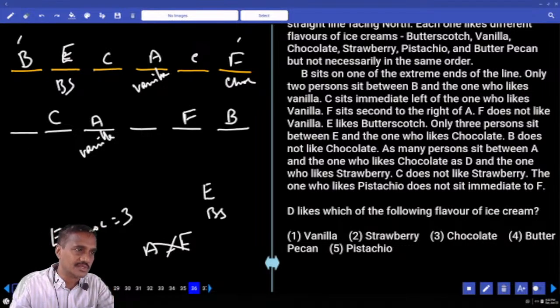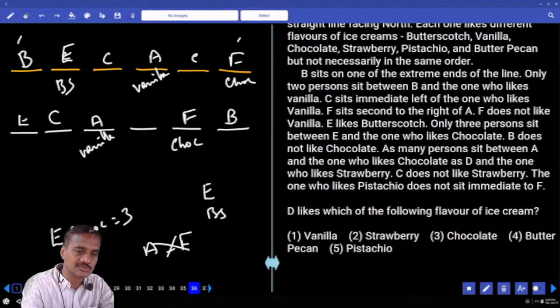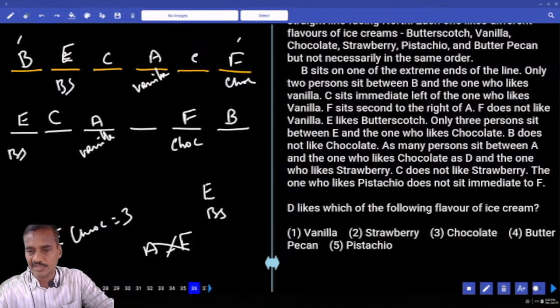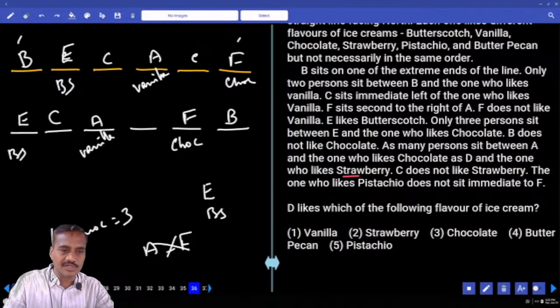Now follow here. And where should this chocolate be? Now F must like chocolate. If F likes chocolate, then E must be at this place. Now E is what? E is butterscotch. Then count how many are between A and chocolate, and D and strawberry. A and chocolate in the first case.